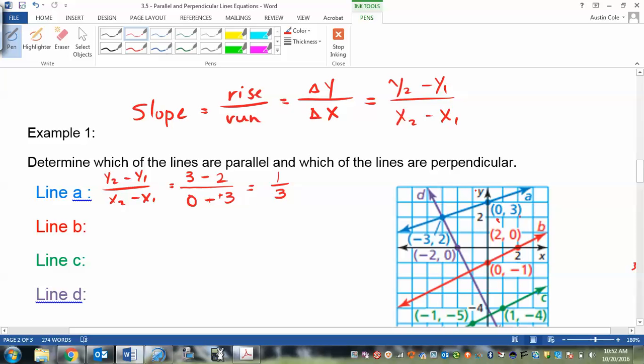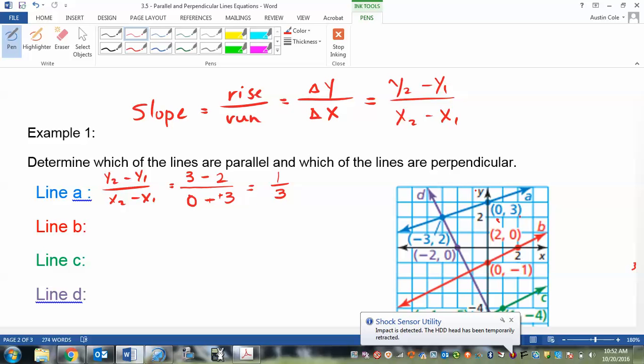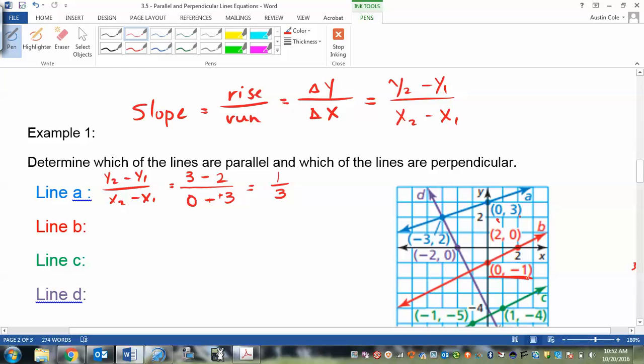Okay, now I'm going to go to the blue line. Excuse me, the red line. Now the red line, I've got 2 points. I've got that point and that point. I'm going to call this point 1 and that point 2. Just to let you know, it doesn't matter which one you call point 1 and which one you call point 2. So I'm going to write the formula out again. y2 minus y1 over x2 minus x1.